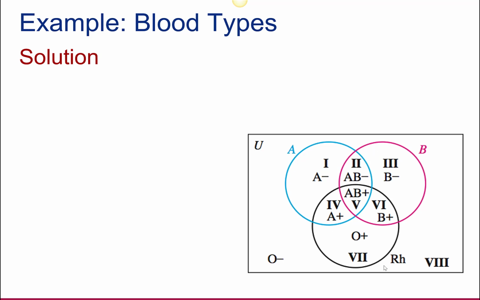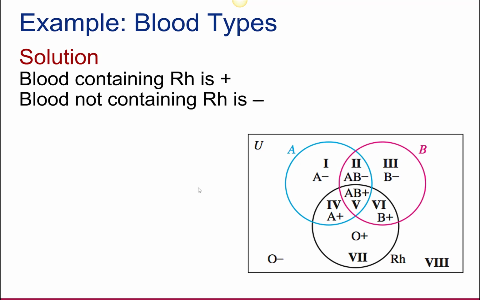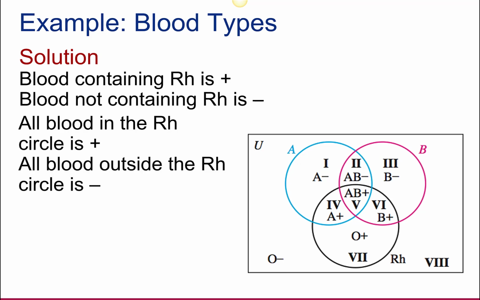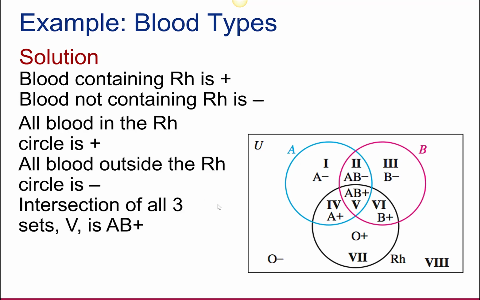this is the set for Rh positive, and then outside of each of the sets is going to be, so for instance, if this is set A, everything outside of A is going to be not A. Everything outside of set B is not B, likewise for Rh factor. So blood containing Rh is positive and not containing Rh is negative. So all the blood in the Rh circle is positive. All the blood outside the Rh circle is negative.